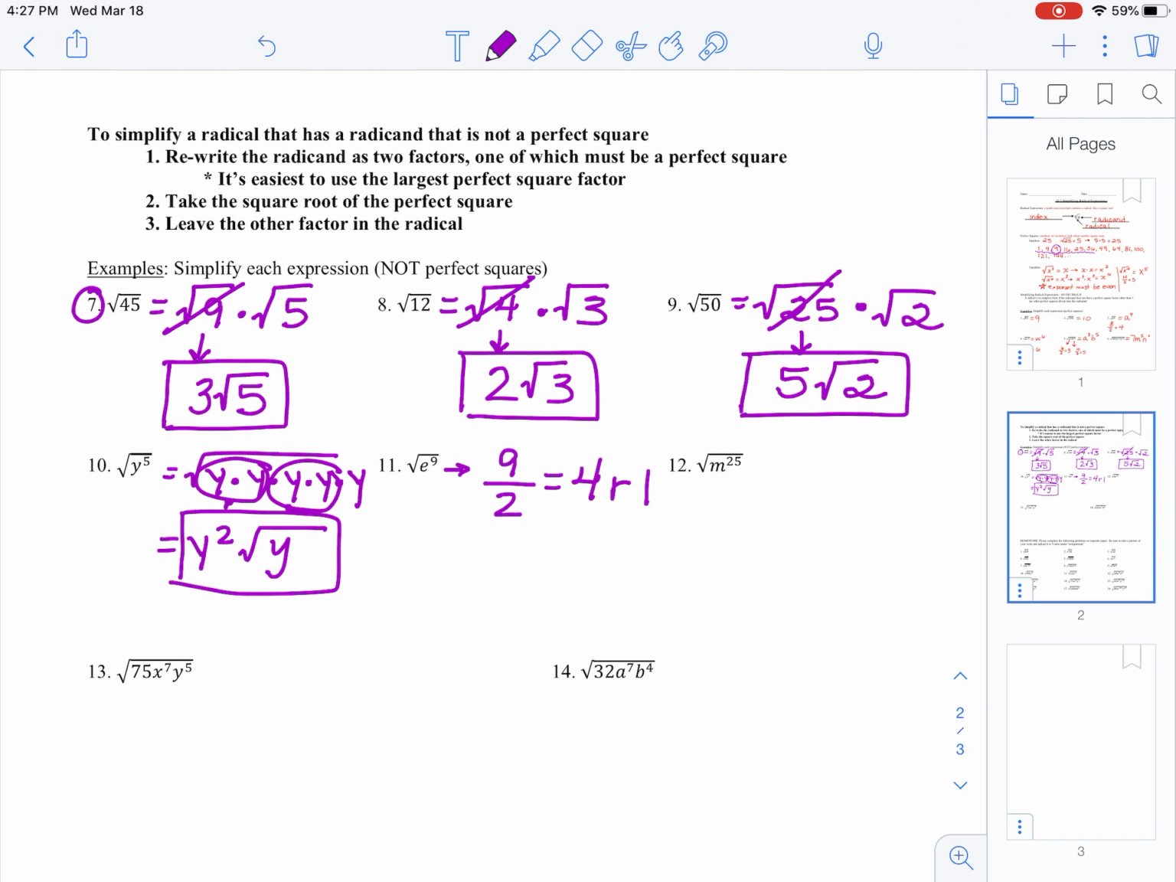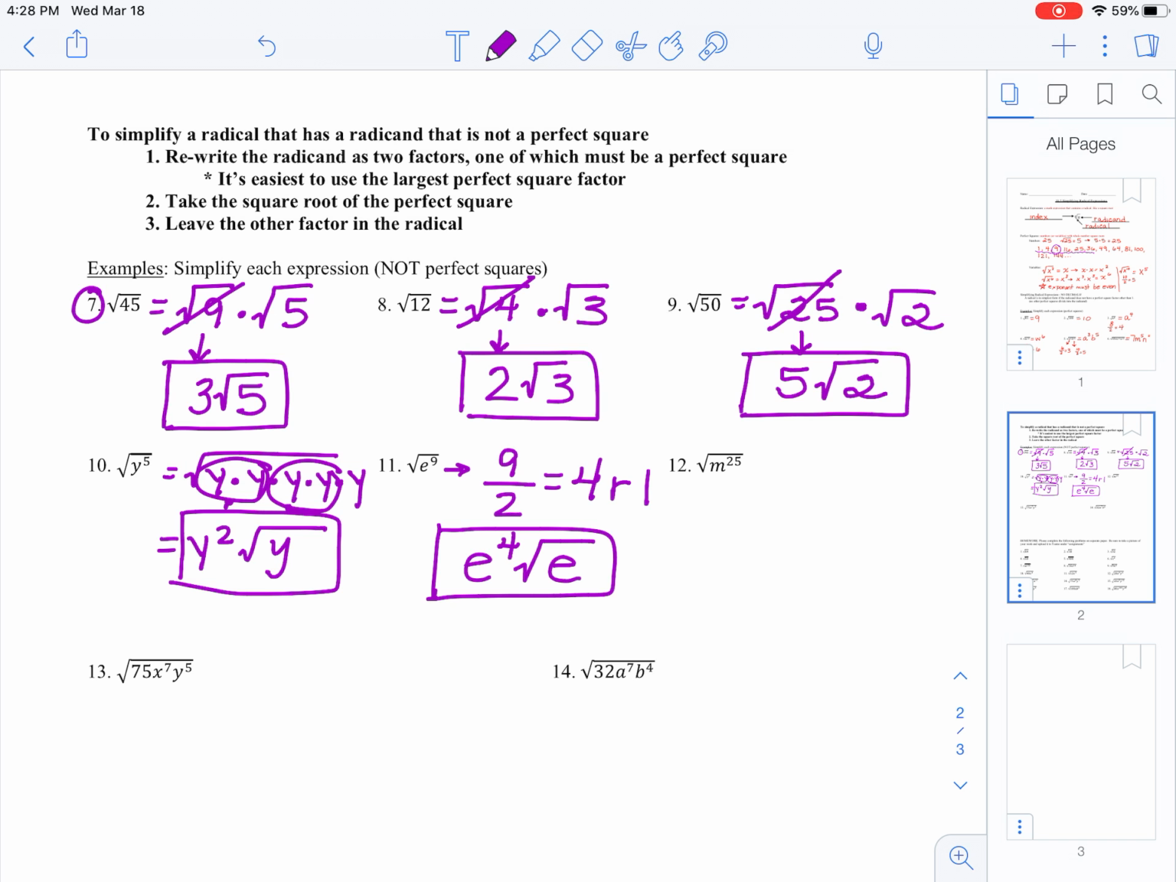Remember back to your elementary school dividing days. So 9 divided by 2 is 4, remainder 1. That means that there are 4 couples, 4 pairs of e's, and then 1 left over. So to write this as our answer, the square root is e to the 4th power, and that remainder, that leftover e, stays underneath of the radical.